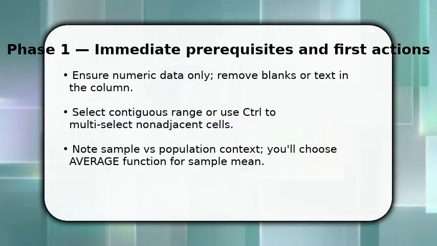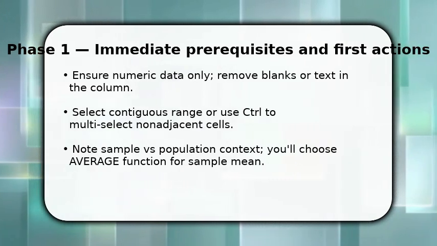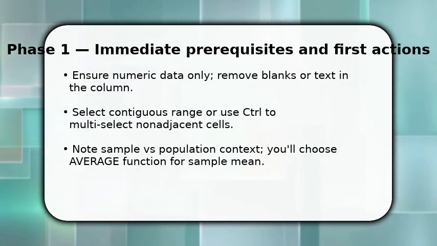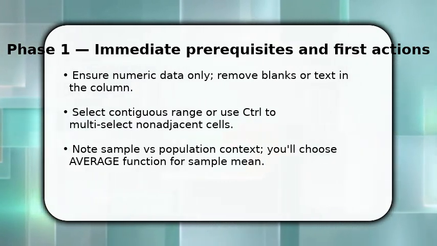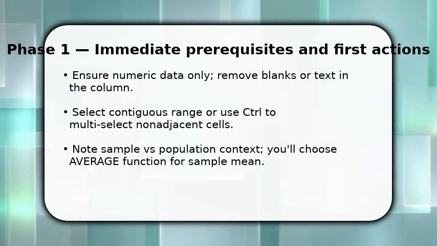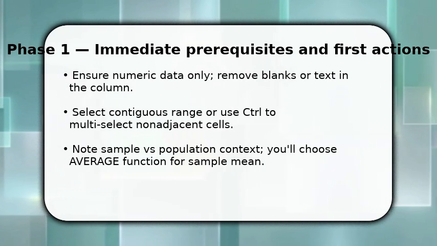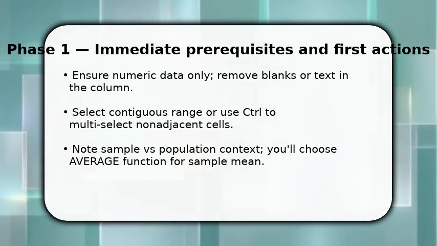You start by confirming your data is numeric, not text, and in one column. This avoids errors. Select the contiguous range of interest or hold Control to pick separate ranges. Once done, note whether you need a sample mean or full population. In Excel, you usually use AVERAGE for the arithmetic mean.